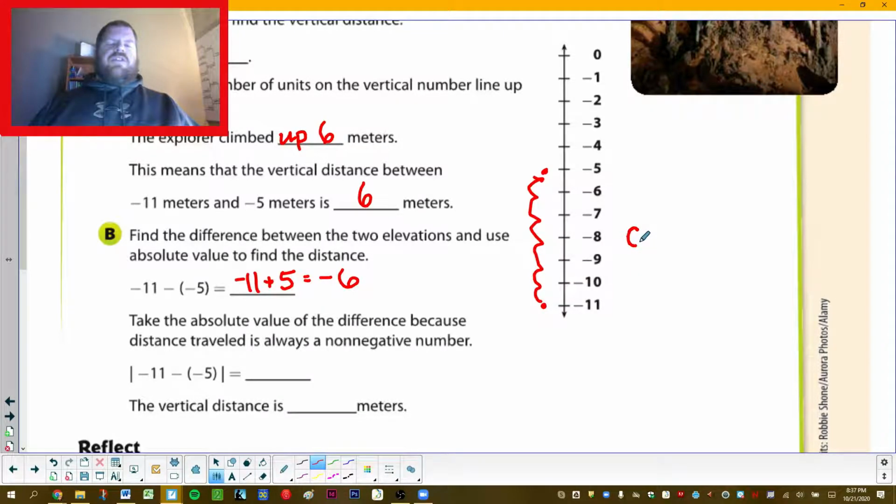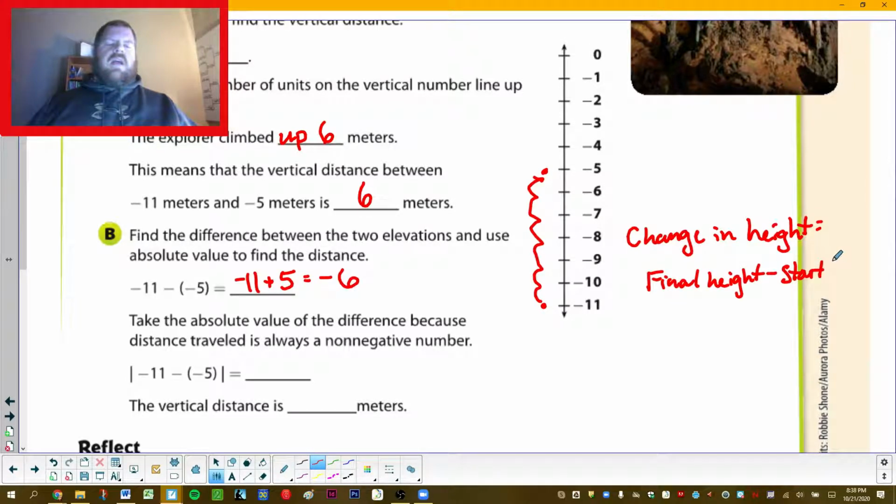just like if we talked about a change in temperature or a change in anything, we want to start with our final height. And then we want to subtract our starting height, which we don't do here. We actually did that backwards. That's why we got a negative number. If we would have done it the other way, we would have got a positive number.